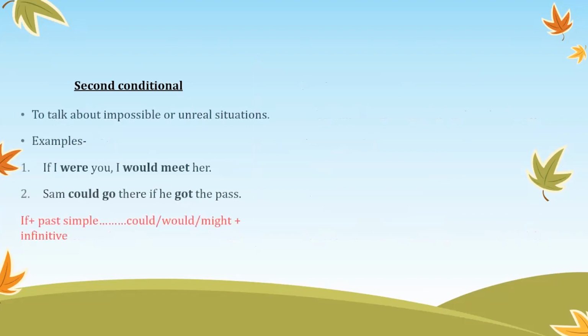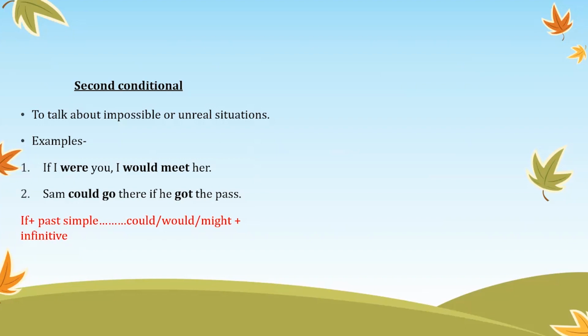And next, second conditional. This is used to talk about impossible or unreal situation. Like, look at the example. If I were you, I would meet her. It's not possible. Like, you cannot be someone else. If I were you, an impossible situation, I would meet her.